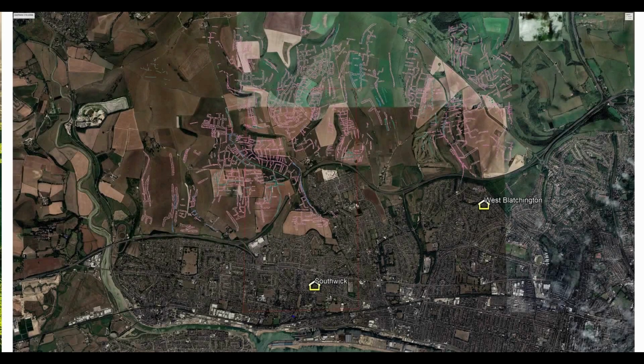The Roman field system to the north of Southwick Villa. The estates of Southwick and West Blatchington do appear to be divided by a north-south boundary. This image depicting the late Iron Age and Roman fields was produced using an overlay from the National Trust Changing Chalk project.